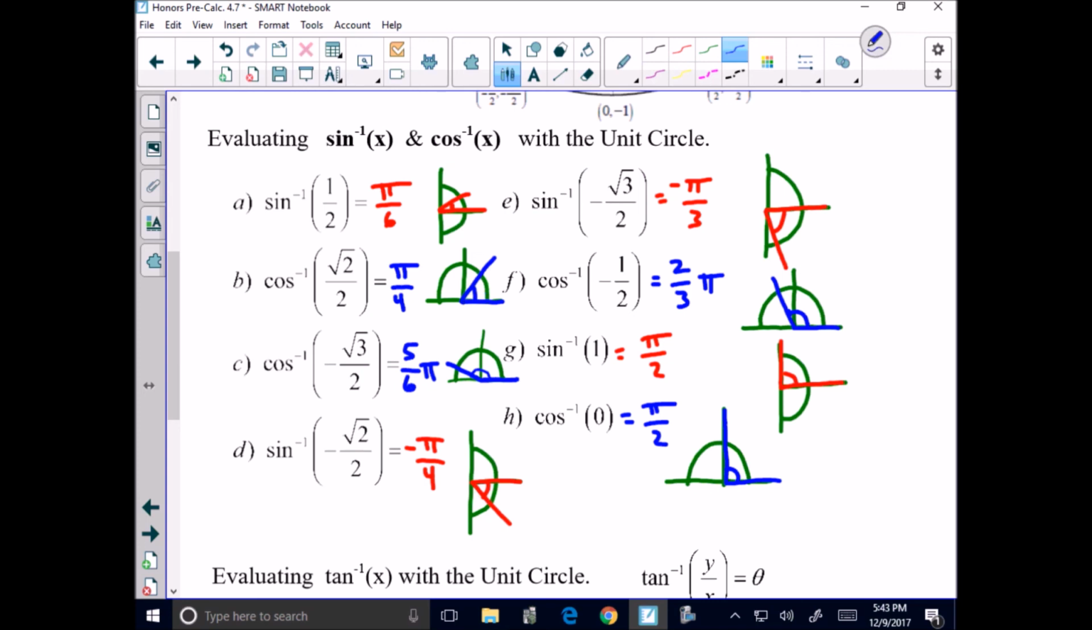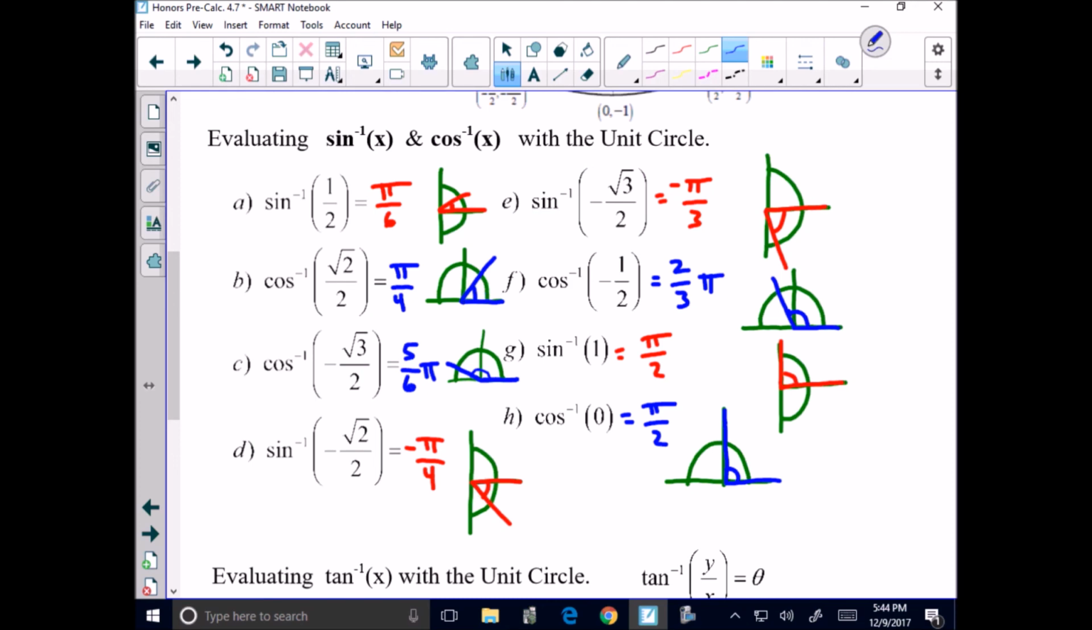Inverse sine of negative square root of 2 over 2 is going to be the rotation on the right half of the unit circle, where we get a y value of negative square root of 2 over 2, and that is going to be the rotation down, 1/2 quadrant rotation to negative pi over 4. Inverse sine of negative square root of 3 over 2 is going to be a rotation down again on the right side of the unit circle to negative pi over 3. That's the amount of rotation we would need to generate that vertical change there.